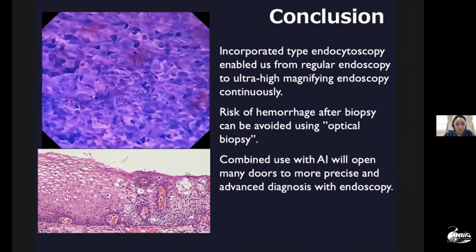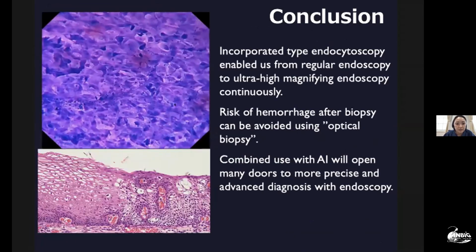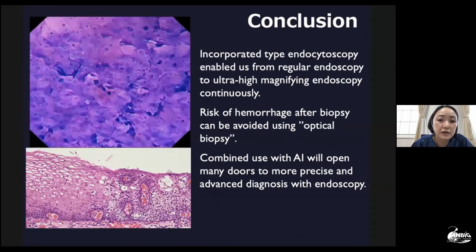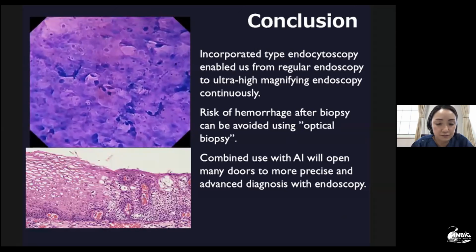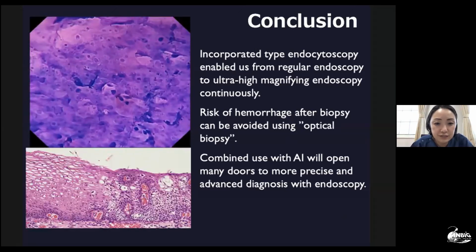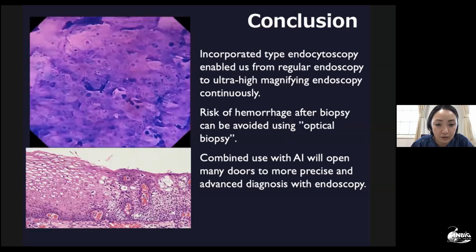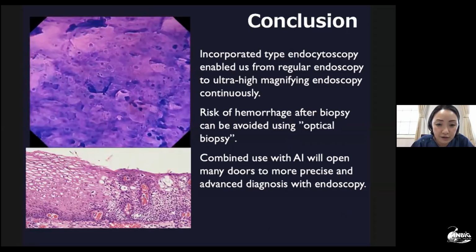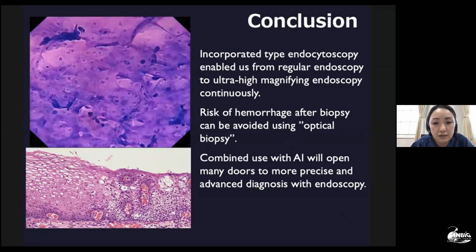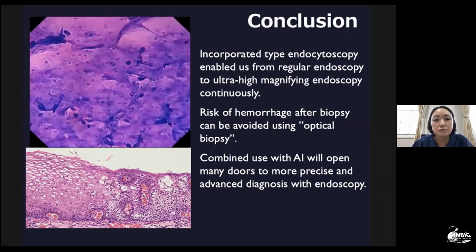So let me conclude. The integrated type endocytoscopy enabled us to go continuously from regular endoscopy to ultra-high magnifying endoscopy. The risk of hemorrhage after biopsy can be avoided using optical biopsy. Combined use with AI will open many doors to more precise and advanced diagnosis with endoscopy. Thank you very much.